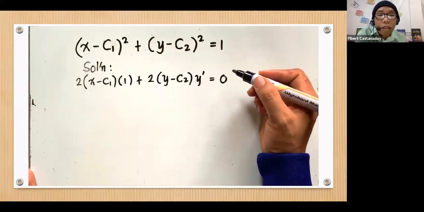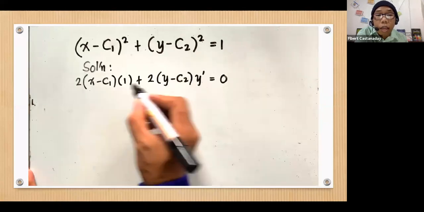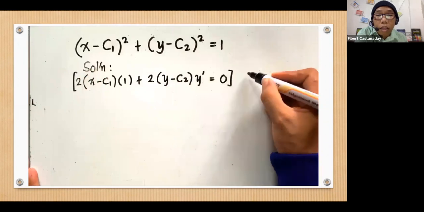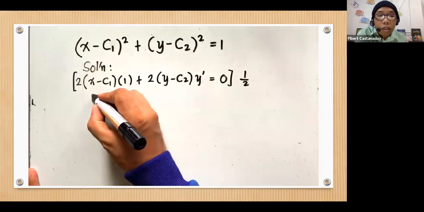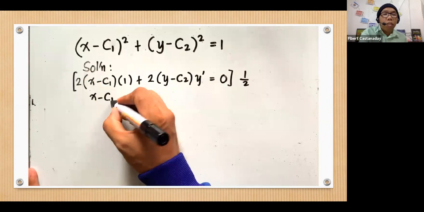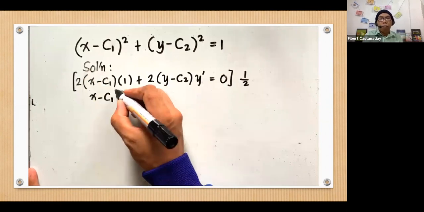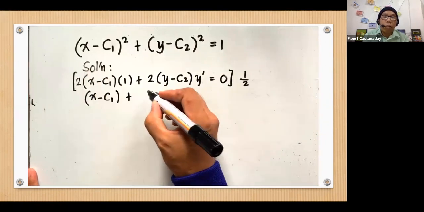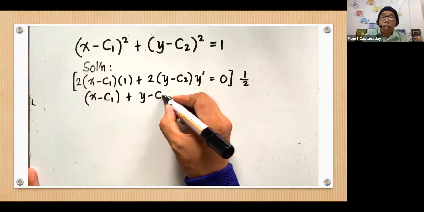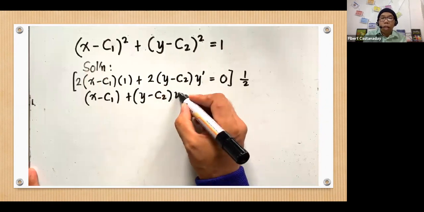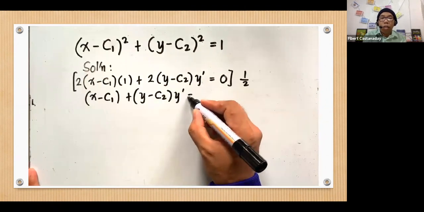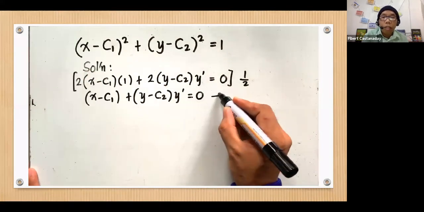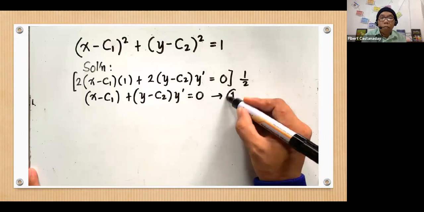Okay, so we can simplify first before proceeding to another differentiation. Common yung 2, so we can divide both sides by 2, giving us x minus c sub 1. We can group this one, so plus y minus c sub 2 times y prime equals 0 divided by 2, or 0 times 1/2 is 0. So we label this as our equation number 1.